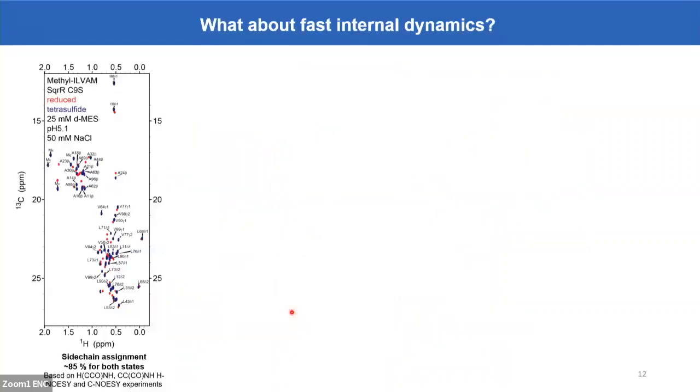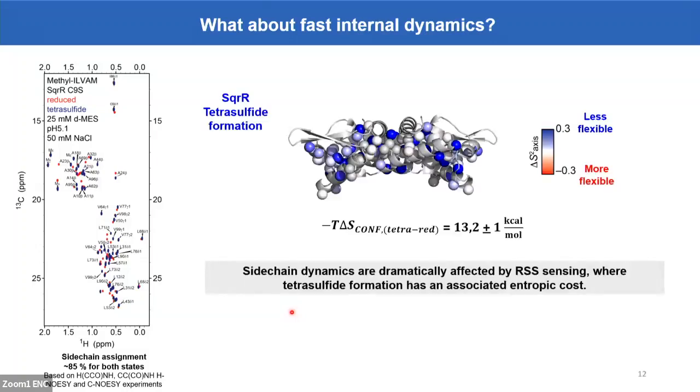And when we looked into the fast internal dynamics, again, we obtained very high quality spectra for both the reduced and the tetrasulfur state. We saw that tetrasulfur formation freezes the internal dynamics of the protein with a huge entropic penalty involved, which is reminiscent of what we had observed in the other protein that I told you about, CCRA. So is there an entropy reservoir also driving DNA interaction here?